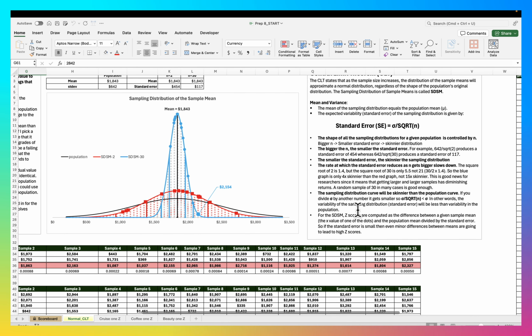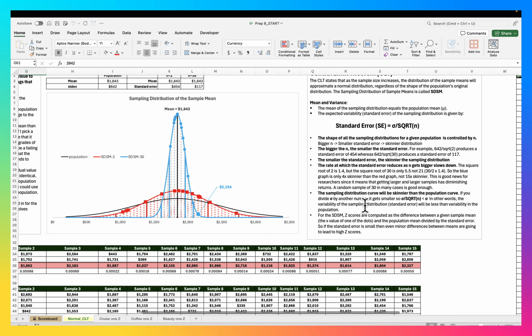The sampling distribution curve will be skinnier than the population's curve. So here's the population curve, which is black, and even n equals 2 is skinnier than the black curve. And n equals 30 is skinnier, and if we had an n equals 50, it would be skinnier still. The reason for that is if you divide sigma by another number, it gets smaller. So sigma divided by the square root of n is less than sigma. In other words, the variability of the sampling distribution, which is called standard error, will be less than the variability in the population.